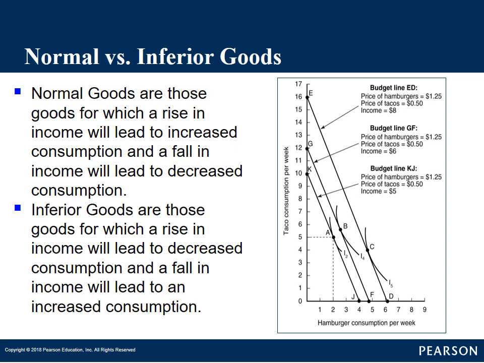And your budget lines can show what goods you're purchasing more of and what goods you're purchasing less of. As we can see here, both the tacos and the hamburgers increased from budget line 1 to budget line 2, but then to budget line 3, the tacos actually decreased because you can see they went from between 5 and 6 down to 4. So at the income of $8, the tacos became an inferior good.